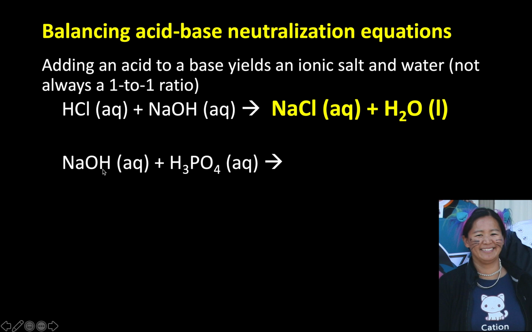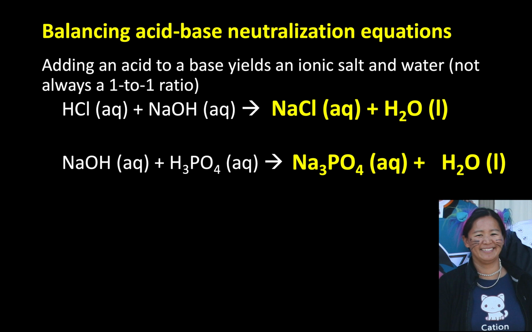For the second equation, I'd like you to pause the video and give that a try. Now this one's a little more complicated because the phosphate has a -3 charge. So the two compounds you should have gotten were Na3PO4 and H2O. I'm going to balance those by putting some coefficients in.